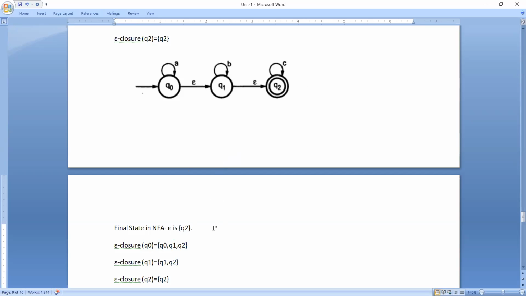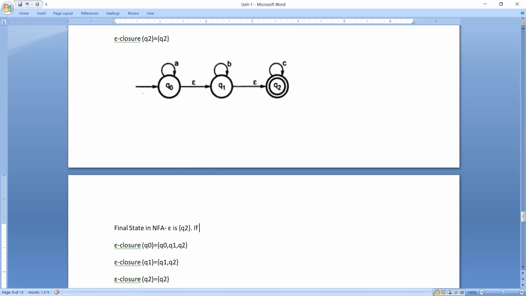Now how do we do that? For that, we need to find out the epsilon closure of all the states. How many states we have? Q0, Q1, Q2. Now I am finding the epsilon closure of Q0, the epsilon closure of Q1, and the epsilon closure of Q2.